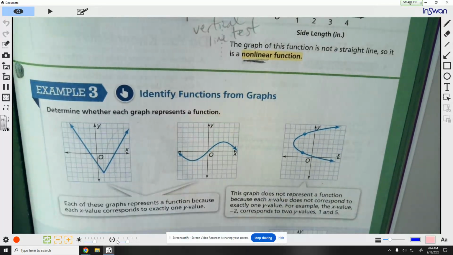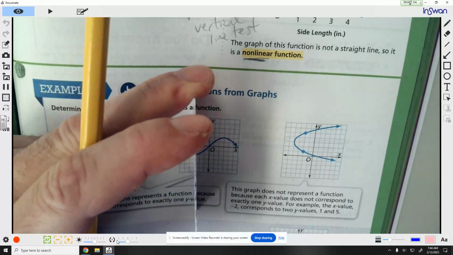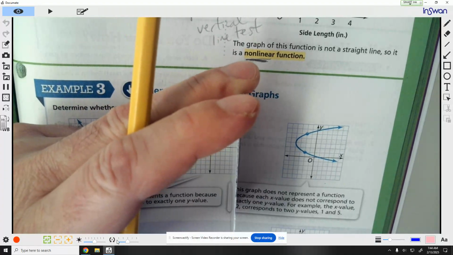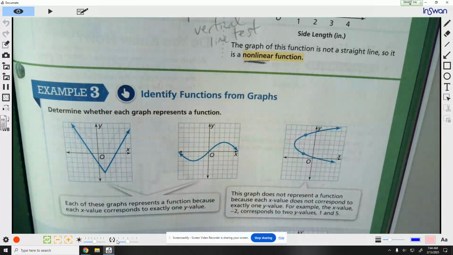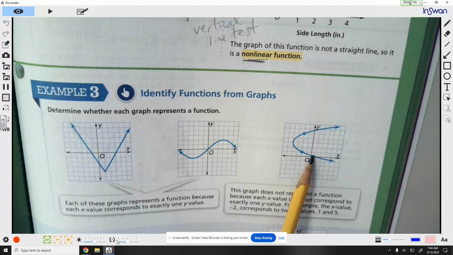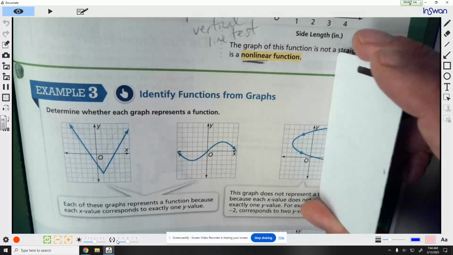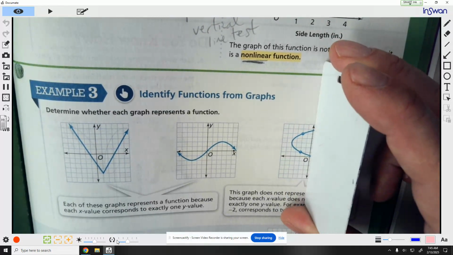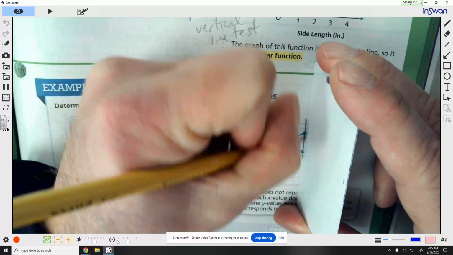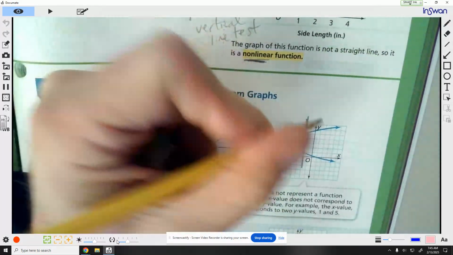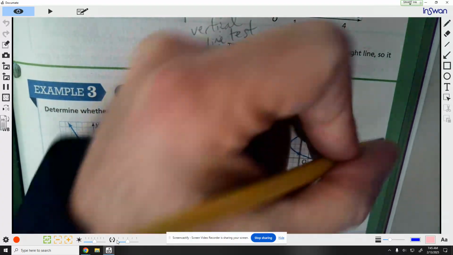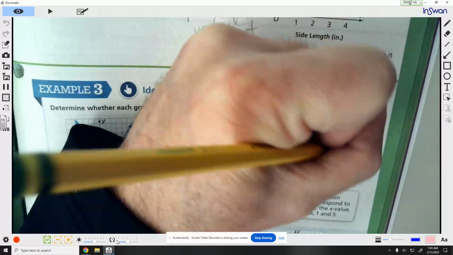If I go over here, again, it's definitely not linear, but no matter where I move that, it's only going to pass through there at one point. So this is also a function. If I go to this last one, and I think you can see where I'm moving it here, and they even put a point there. If I drew my vertical line right there, it's touching at 2 points. So because it's touching at more than 1 point, this is not a function.